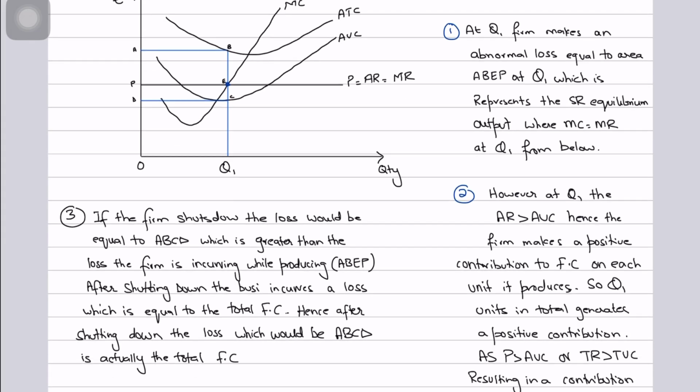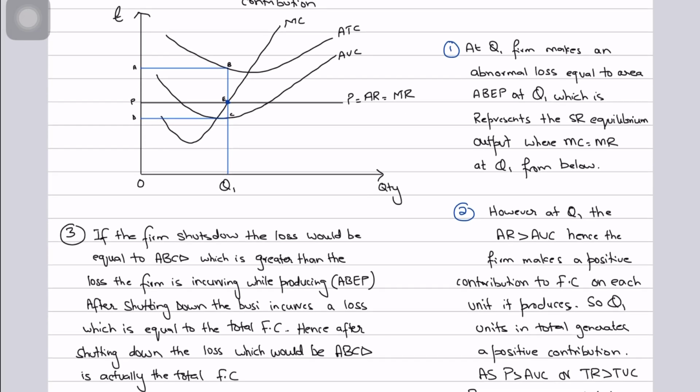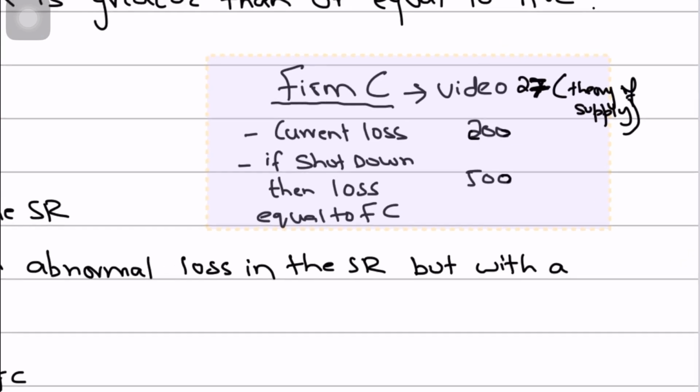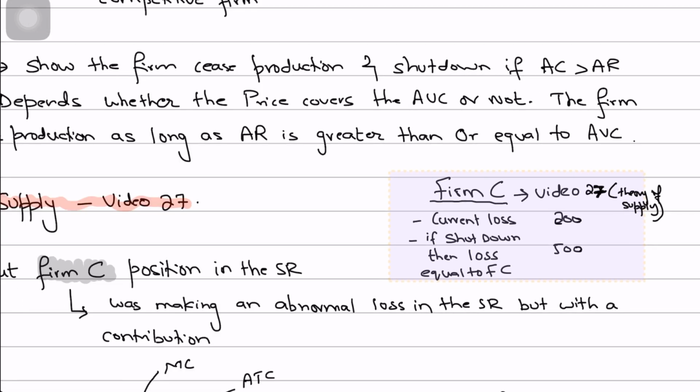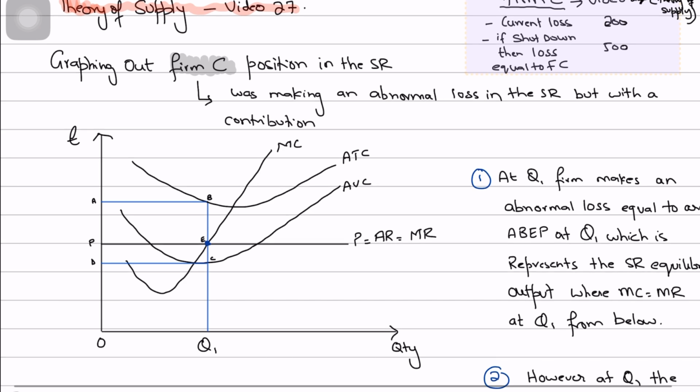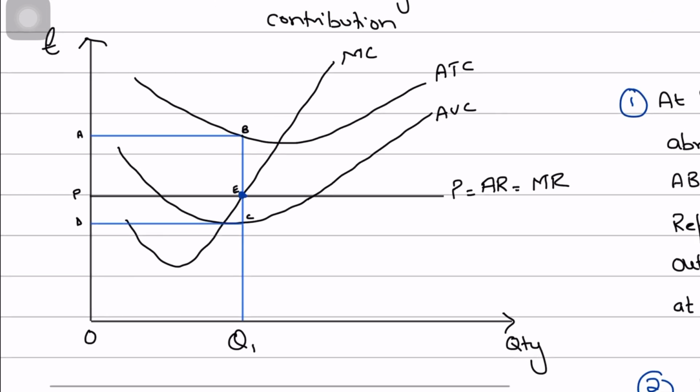ओके, सो पहली चीज हम देखें, यहां पे हमने देखा था कि करंट लॉस जो था वीडियो 27 में $200 का था, and if the firm shuts down the loss would be bigger, 500. तो शट डाउन करने पे बिगर लॉस था as compared to ऑपरेट करने पे. Now let's graph it as well, कि ग्राफ करके ग्राफिकली भी इसको देखते हैं कि क्या बड़ा लॉस होगा अगर हम शट डाउन कर लें.